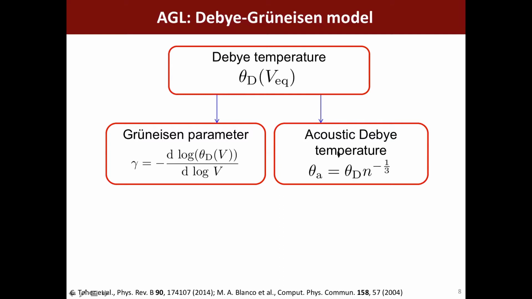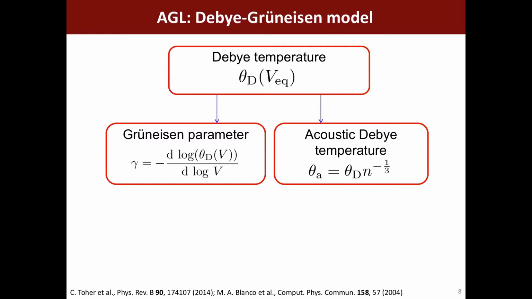We also have what's called the acoustic Debye temperature, which is essentially, well, an approximation to it is the normal Debye temperature divided by the cube root of the number of atoms in the primitive cell. So this is really an estimate of the Debye temperature that's only taking into account what are called the acoustic phonon modes. And Marco is going to go into more detail about what we mean by acoustic modes and optical modes in the next session.